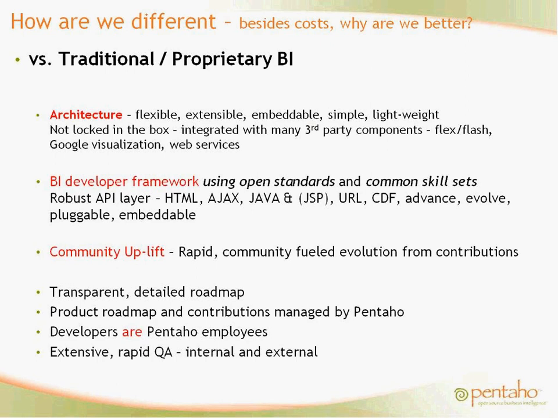We have robust APIs in the form of a low-level Java API to interact with our engines, or an application or web-based API: HTML, AJAX, JSP, or simply calling any content from a URL is capable as well. A real strong differentiator also is the ability to achieve community uplift, where we do accept community contributions and therefore evolve the product a lot faster than a proprietary business model.